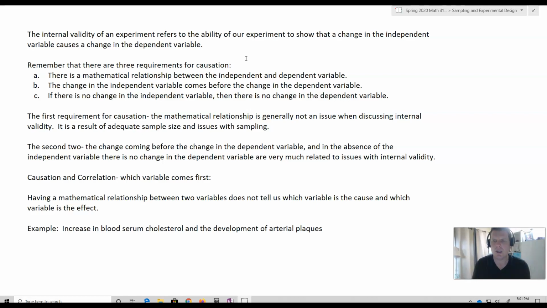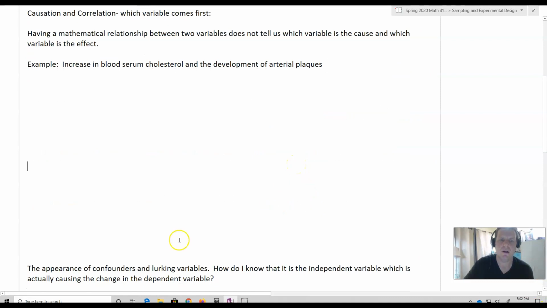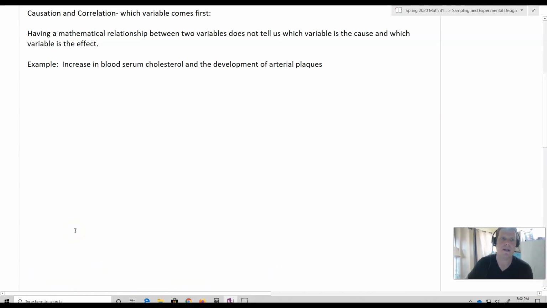Okay? So let's take a look at the first one, that is, the change in the independent variable coming before the change in the dependent variable. All right, so let's talk about this idea of correlation and causation. You may have heard this before in your stats classes. In causation and correlation, we're asking ourselves which variable comes first. A correlation means that we actually have a mathematical relationship. The two things are happening at the same time, or we see them in tandem with one another. But that doesn't actually tell me which one's coming first.